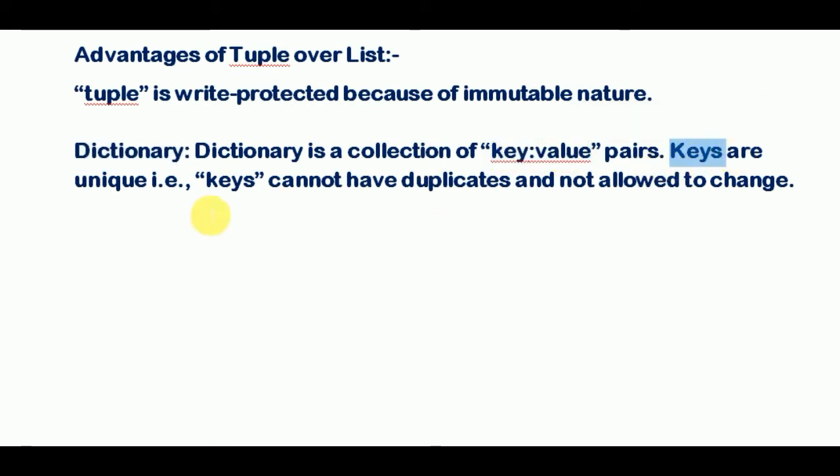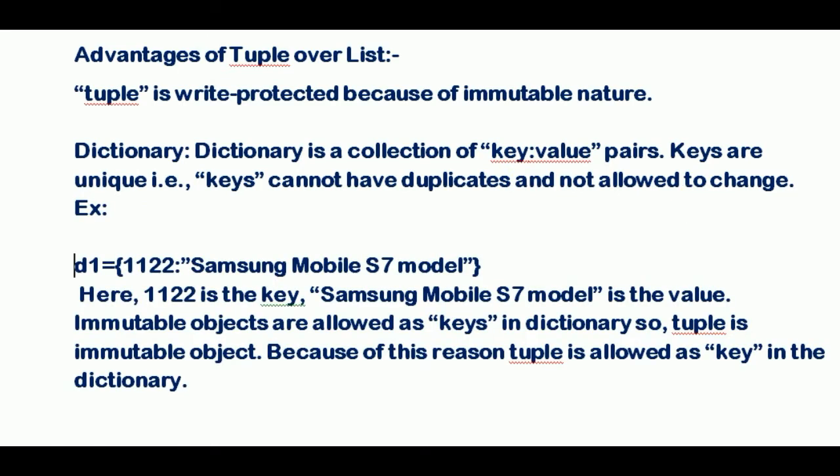A dictionary is a collection of key-value pairs. Here keys are unique, that is, keys cannot have duplicates and are not allowed to change. For example, we have dictionary D1 which contains a combination of key-values. This is the key and this is the value. Here 1122 is the key and Samsung mobile S7 model is the value.